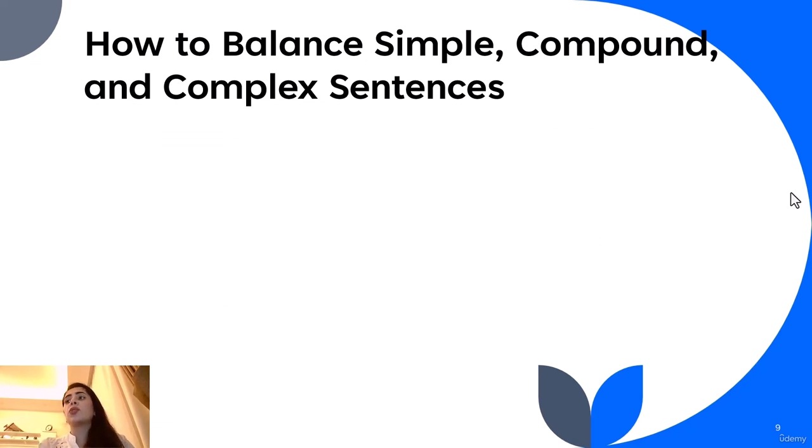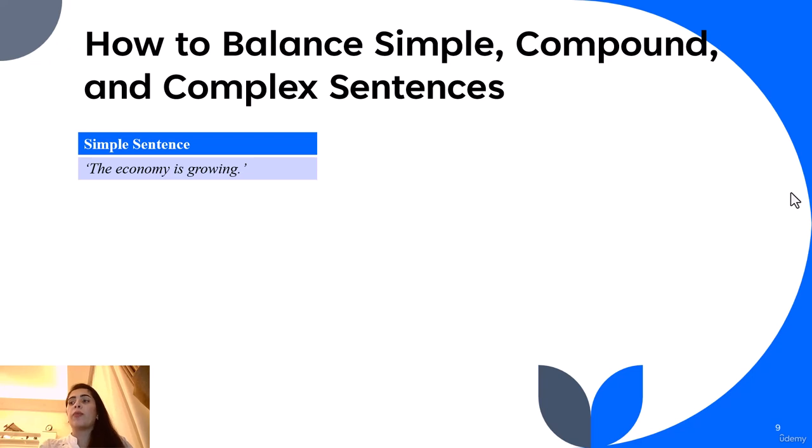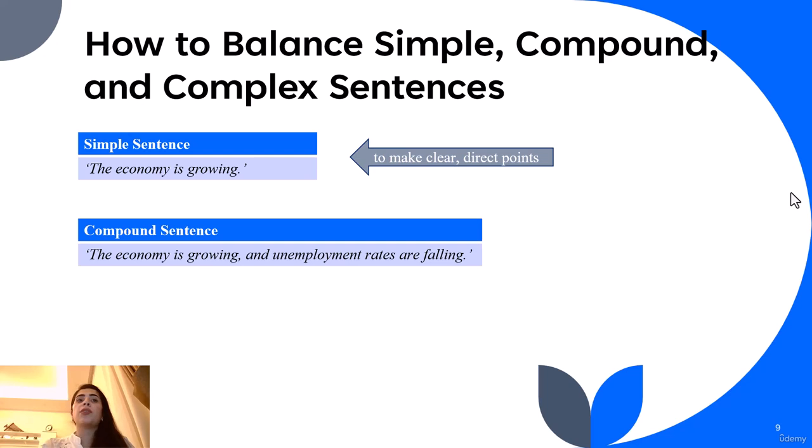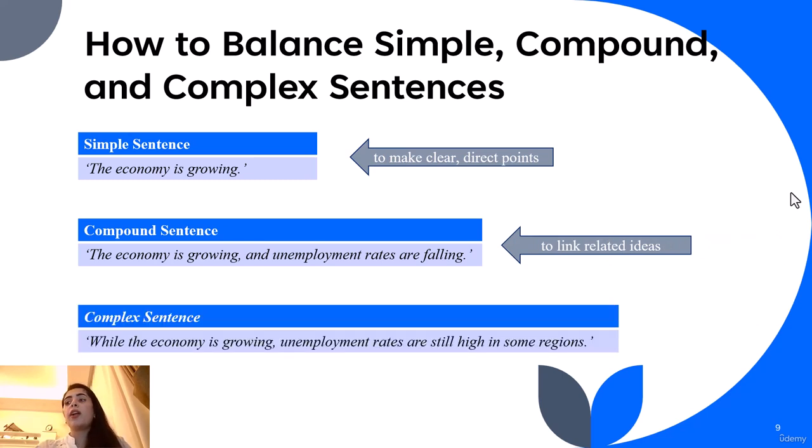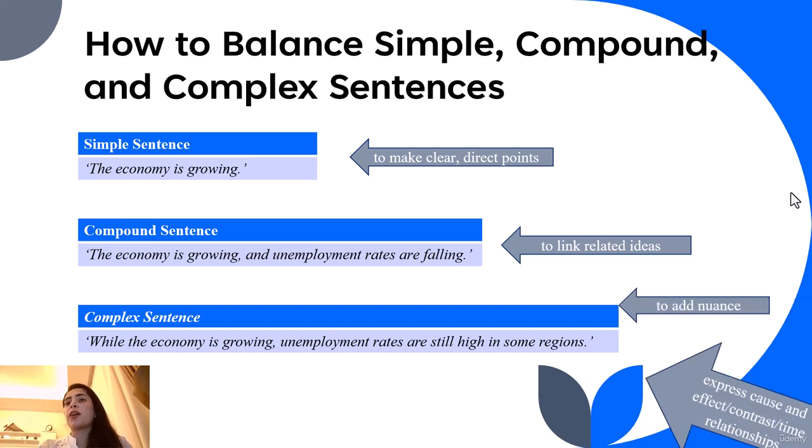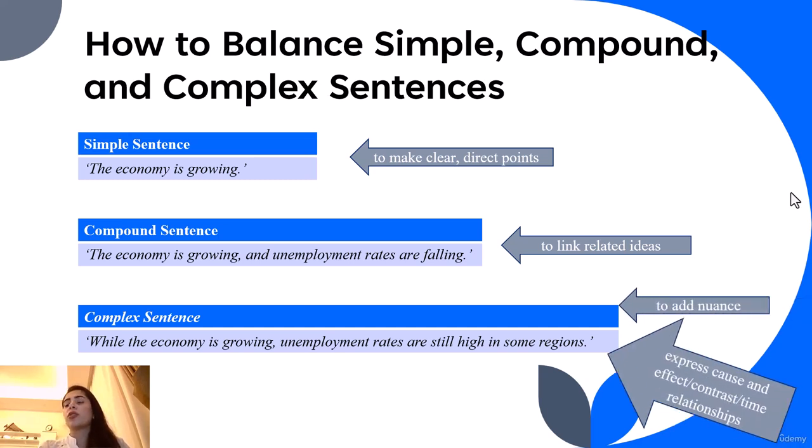We've already discussed using a mix of simple, compound, and complex sentences, but now let's go into more depth about how to balance these types of sentences effectively. Simple sentence. The economy is growing. Use these to make clear, direct points. Compound sentence. The economy is growing and unemployment rates are falling. Use these to link related ideas with conjunctions like and, but, or so. Complex sentence. While the economy is growing, unemployment rates are still high in some regions. Use complex sentences to add nuance or express cause and effect, contrast, or time relationships.